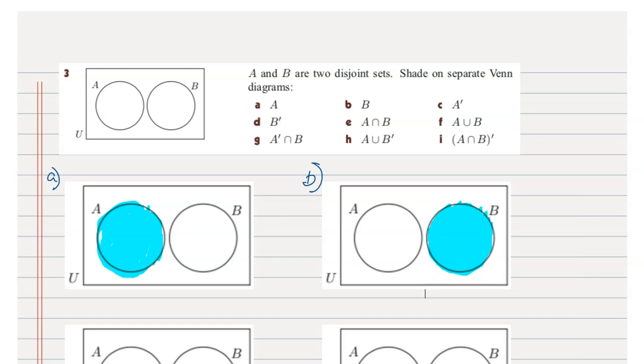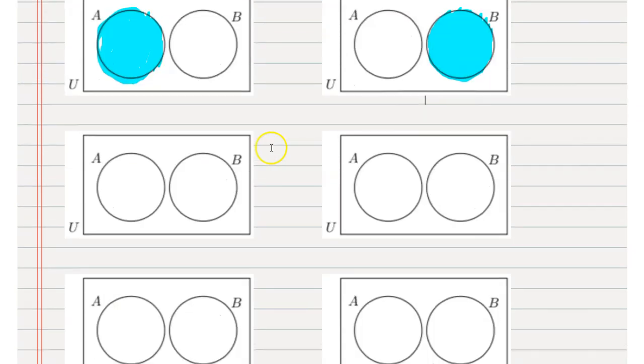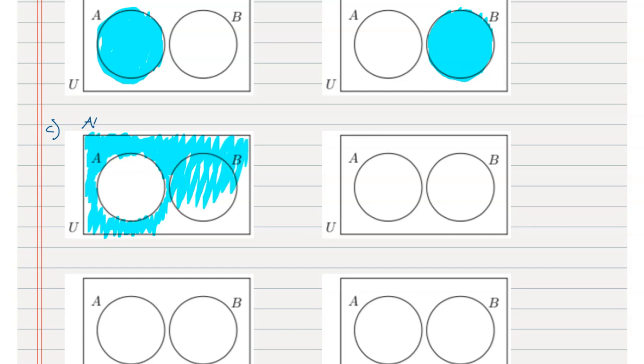Moving onwards, for part C, it's asking for the complement of A. So remember, the complement of A is everything outside of set A. So everything outside of set A is like such. And you might be asking yourself, well, what about set B? Do we include that? If we think about it, it's asking for everything outside of set A. Set B is outside of set A, so I'm going to shade that in as well. So it will look like as such.